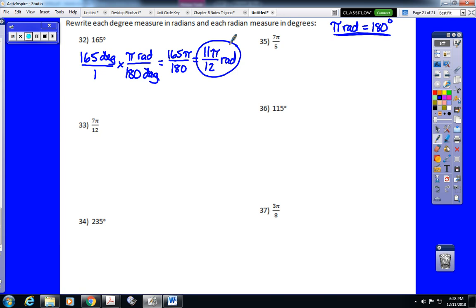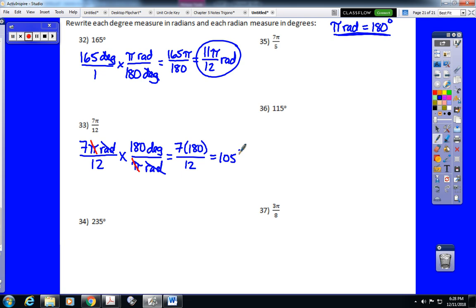33 is in radians to begin with, so we would start with 7 pi radians over 12, and instead of multiplying by pi over 180, we would multiply by 180 over pi. Again, the point here is so that radians will cancel and place us in degrees. Now, in addition to radians canceling, pi should cancel as well. So what we're looking at here is 7 times 180 divided by 12. So 7 times 180 divided by 12 is 105 degrees.